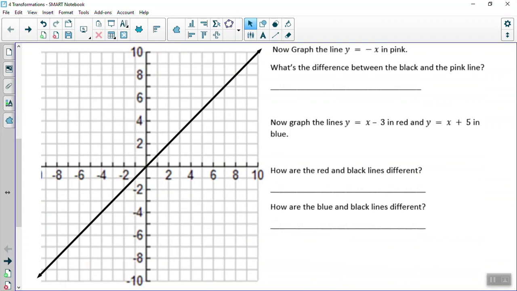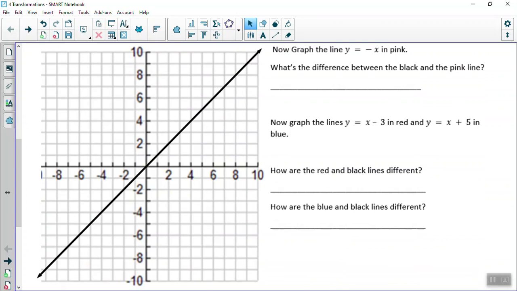Now we're going to start making some changes to the parent function. So now we're going to take a look at this one, y equals negative x. I've changed my slope from a positive 1 to a negative 1. I'm going to graph this one in pink. If you have colored pencils or pens, that would be great to do. You don't have to do it in the exact colors listed here. You can cross off this color and write down whatever color you happen to have.